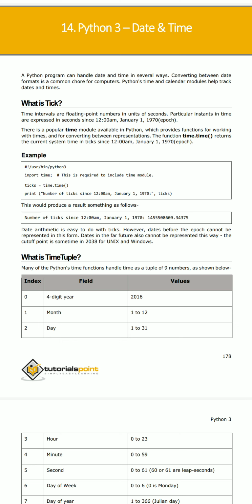Particular instances in time are expressed in seconds since 12 a.m., January 1st, 1970. The next one is the popular time module available in Python, which provides functions for working with times and for converting between representations. The time function returns the current time in ticks since 12 a.m. January 1st. So by using this time method we can get the present time, along with the ticks, from the computer.